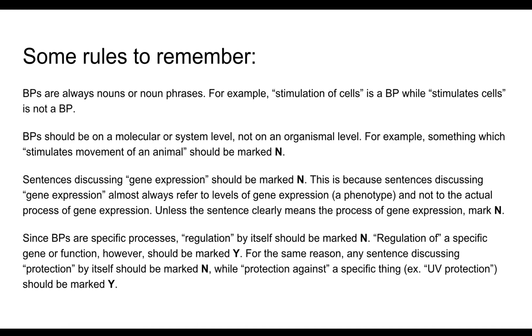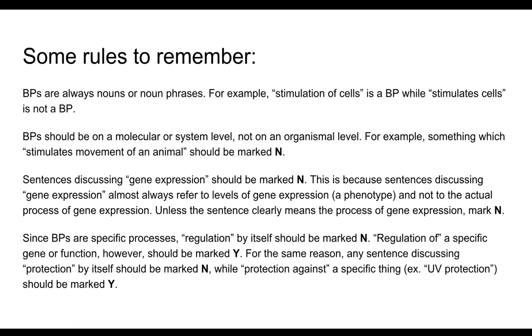There are 2 points which may seem tricky. The first contains the word expression. Though gene expression is categorized as a BP in GO, usually when it is mentioned in these sentences, it refers only to the levels of expression of a gene and not the process of expression itself. Gene levels are considered phenotypes, not processes, so unless it is very clear that the sentence discusses the process of gene expression, you can mark any sentence about gene expression as in.